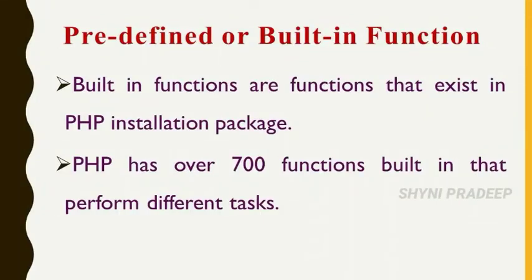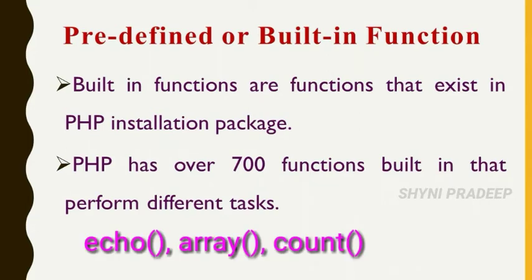So next let us see predefined or built-in functions. These built-in functions are available in the PHP installation package. They are always available in the PHP installation package. We cannot define these functions because they are not user defined functions. There are more than 700 functions available in the PHP library. Examples of built-in functions are echo, array, count. These functions are always available in the PHP library. We cannot declare these functions like user defined functions.